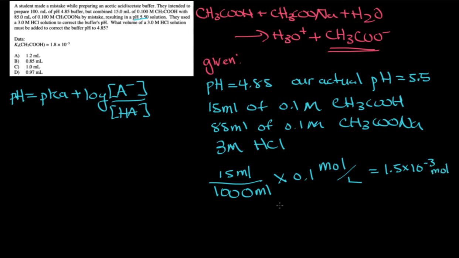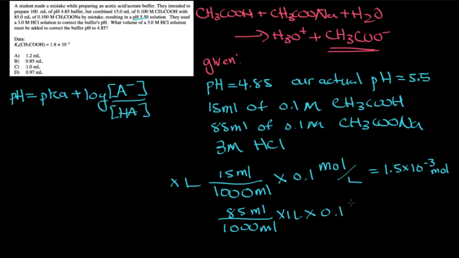Now we can do the same thing to figure out the moles of acetate in our solution. So we have 85 milliliters, that's just times 1 liter over 1,000 milliliters. Should have had times 1 liter over here too.